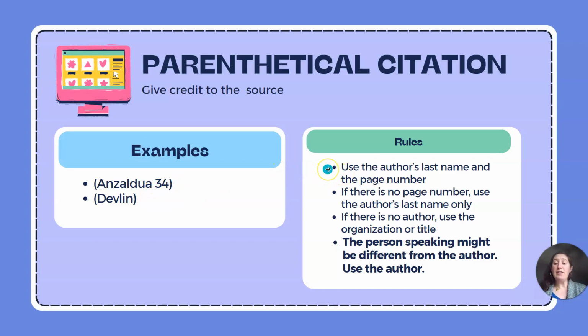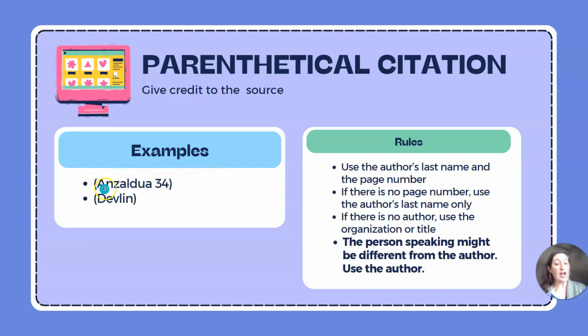We would always want to use the author's last name and the page number in the parentheses. We never put the first name in parentheses, even if it's the first time we're mentioning them. We just put the person's last name and the page number. If there is no page number, you can use the author's last name only.